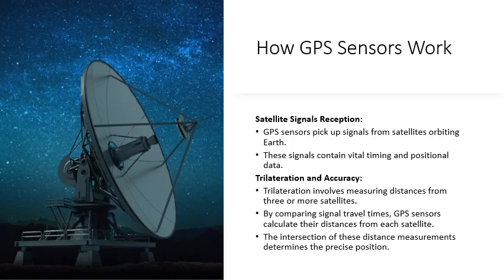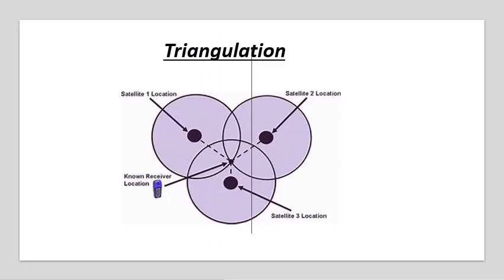For calculating position we use the trilateration method. The trilateration method involves measuring distance from three or more satellites by comparing signal travel time. The GPS sensor calculates its distance from each satellite, and the intersection of these distance measurements determines the precise location. So now I will explain how trilateration works.